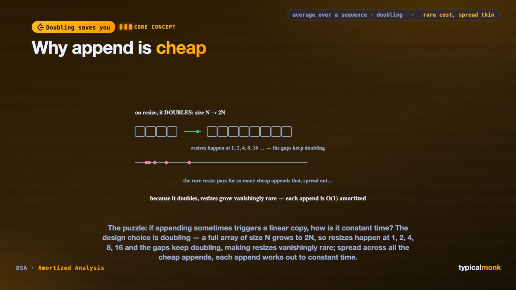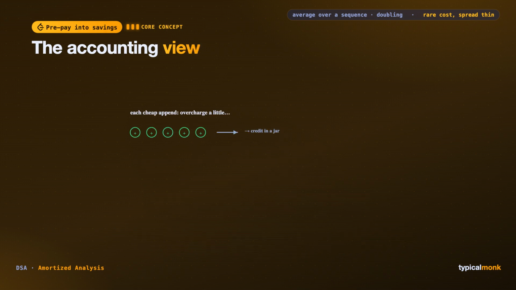So the takeaway: because the array doubles in size, its costly resizes become ever rarer, and are spread across all the cheap appends. Each append is constant time, amortized. There is a lovely intuitive way to see this, borrowed straight from accounting, and it makes the whole idea click.